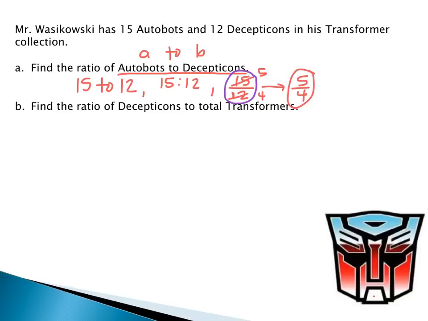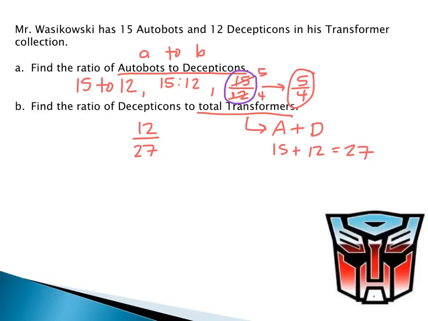Let's find the ratio of Decepticons to total Transformers. Ooh, total Transformers. So how many Decepticons do I have? Well, I know that I have 12 Decepticons, to how many total Transformers? Total Transformers is my Autobots plus the number of Decepticons I have. So that's my total amount, which is 15 plus 12. That's going to give me 27. So this is going to be a ratio of 12 to 27.